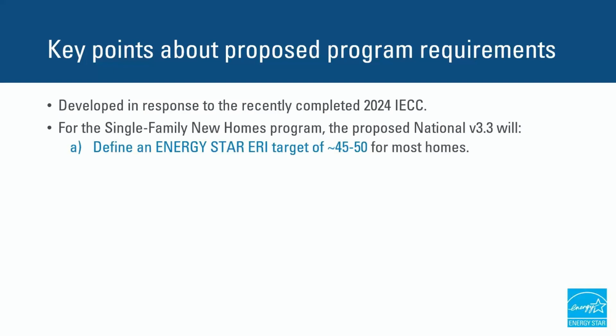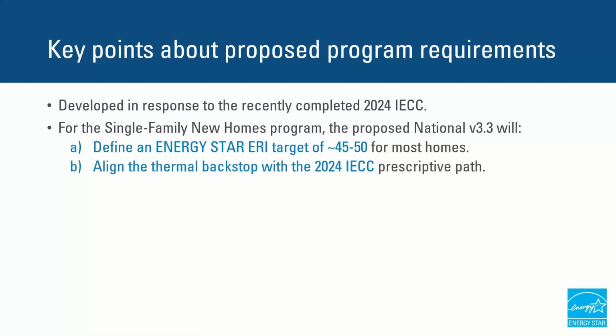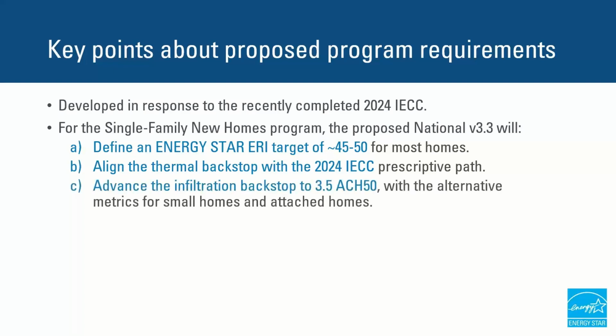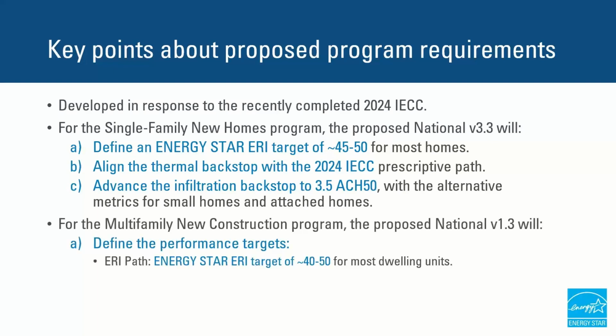First, it will define an Energy Star ERI target of about 45 to 50 for most homes, in contrast to about 45 to 55 for national version 3.2. It will align the thermal backstop with the 2024 IECC prescriptive path, following our general precedent. And third, it will advance the infiltration backstop to 3.5 ACH 50, with the alternative metric for small homes and attached homes remaining.